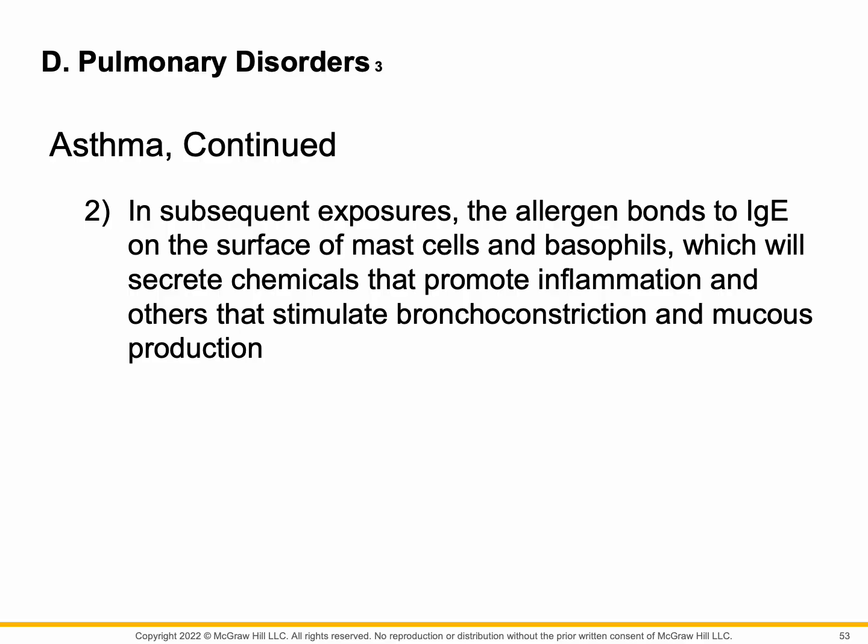Now, in subsequent exposures, the allergen binds to IgEs on the surface of mast cells and basophils, which will secrete chemicals that promote inflammation and others that stimulate bronchoconstriction and mucus production.